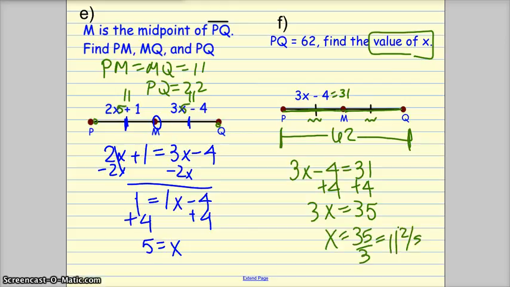So x equals 35 over 3, or 11 and 2/3. Regarding rounding, things like that, I'm fine with an improper fraction, I'm fine with a mixed number, I'm fine with a decimal. As long as all of your values are equivalent, then you should be fine.